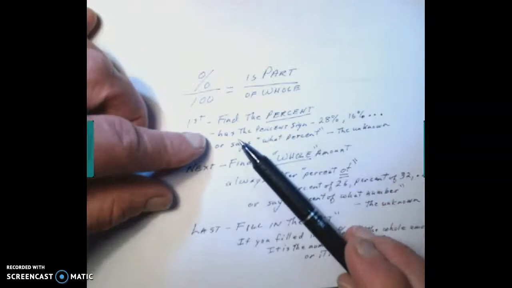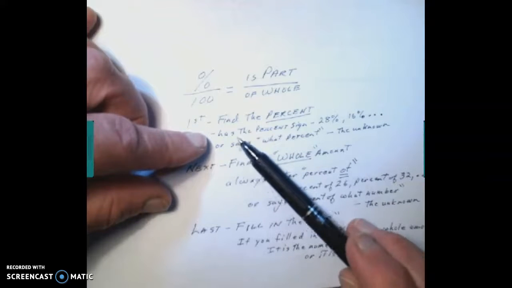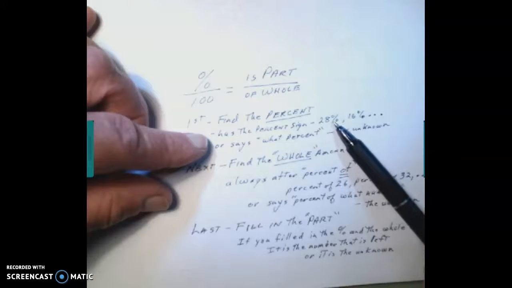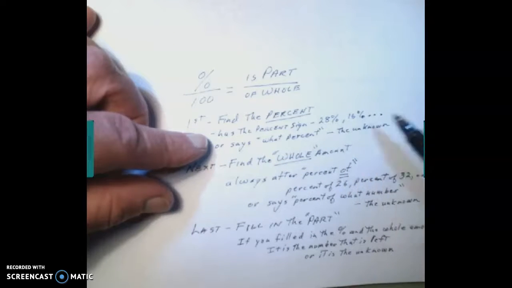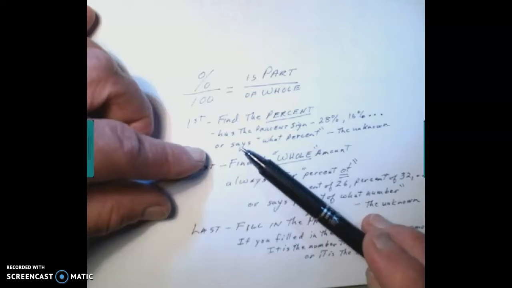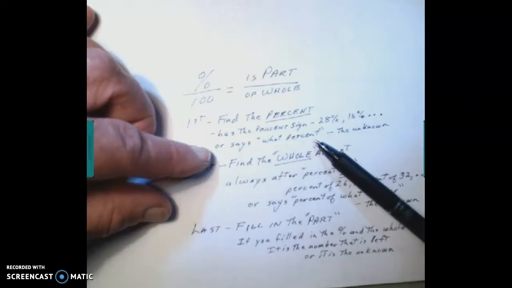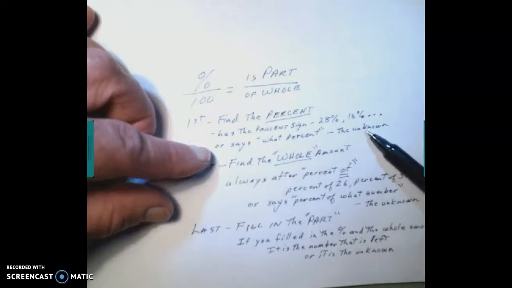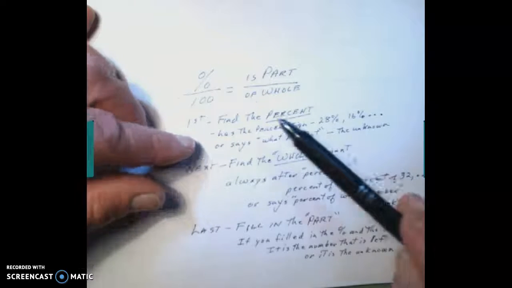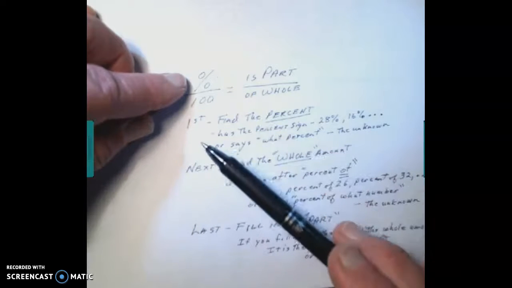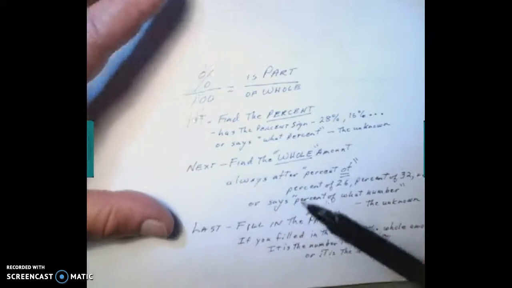It's either going to have the percent sign, so it'll say something like 28%, 16%, or so on. Or it's going to say what percent, in which case it's going to be the unknown. Either way, you're going to put that in place of the percent sign.